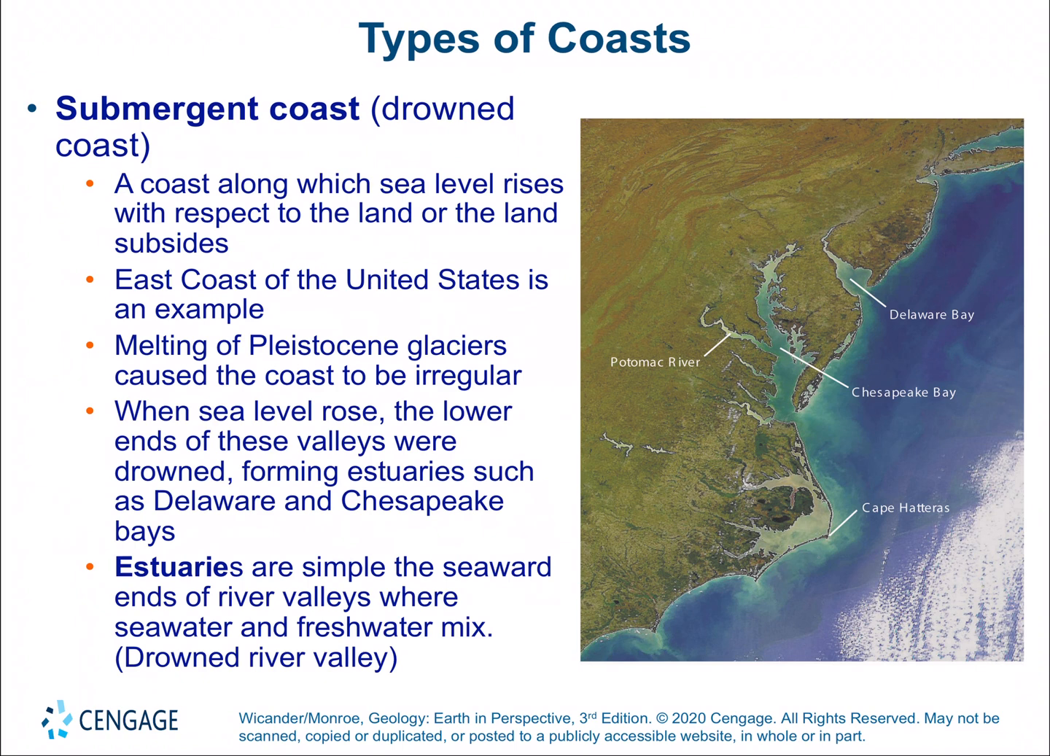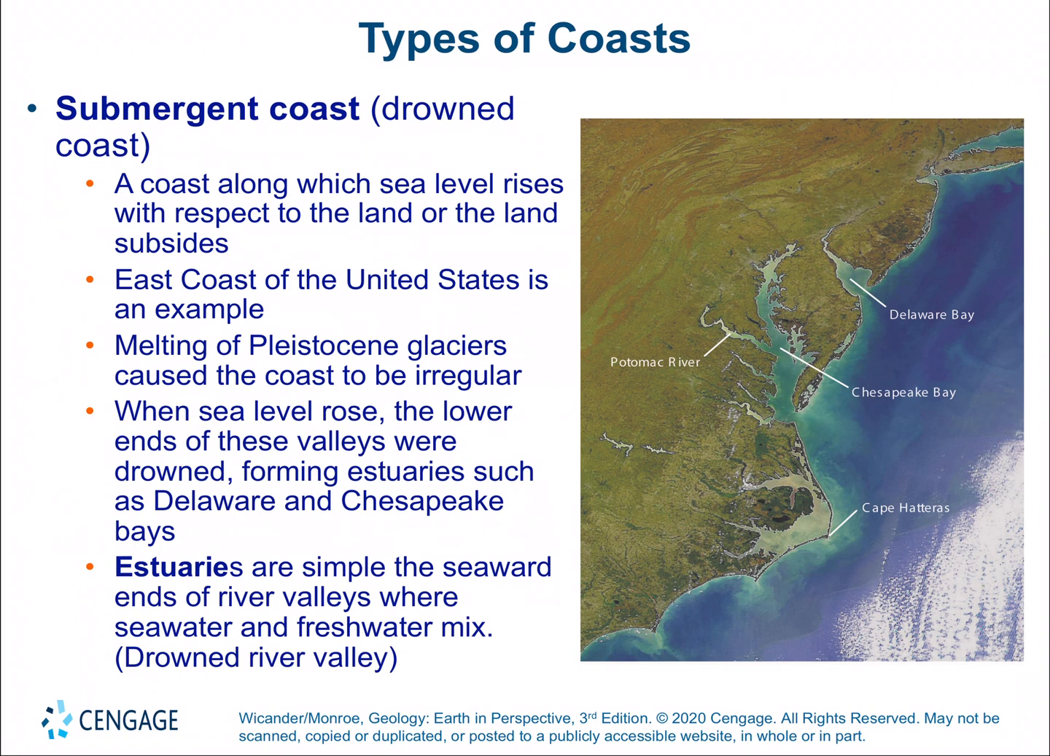A submergent coast is also known as a drowned coast, and you can see the picture showing a submergent coast with estuaries such as your Chesapeake and your Delaware Bay. So these are going to be a coast along which sea level rises with respect to the land, or your land's going to subside. Prime example, like shown here, is the east coast of the United States.